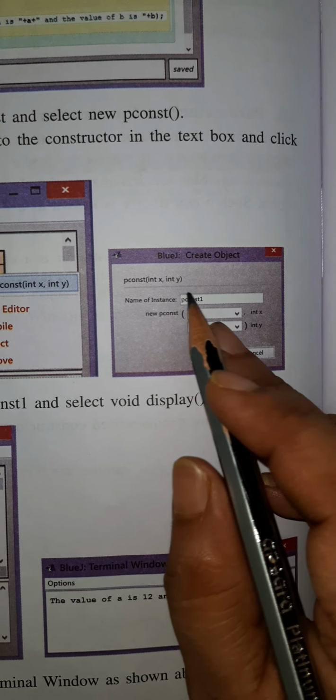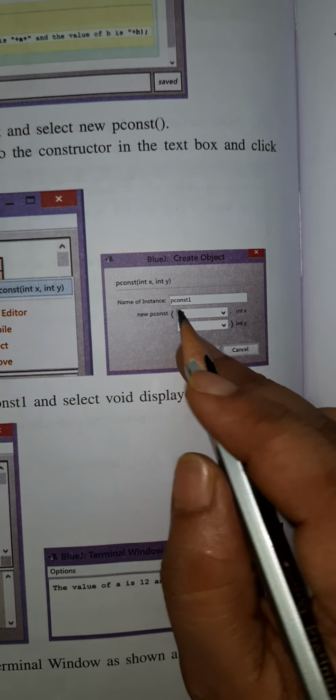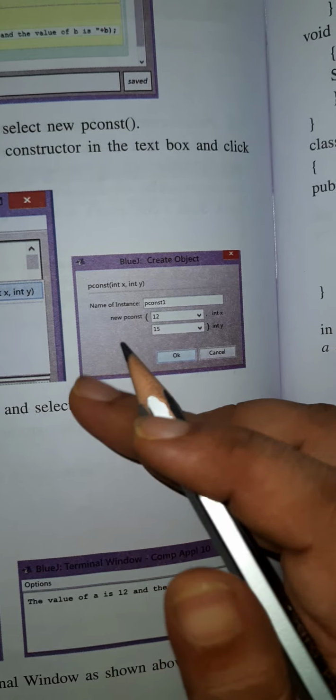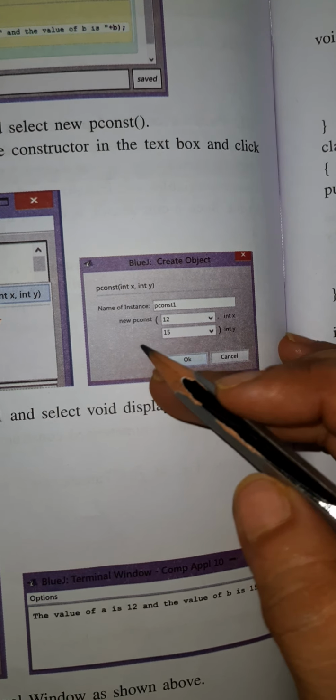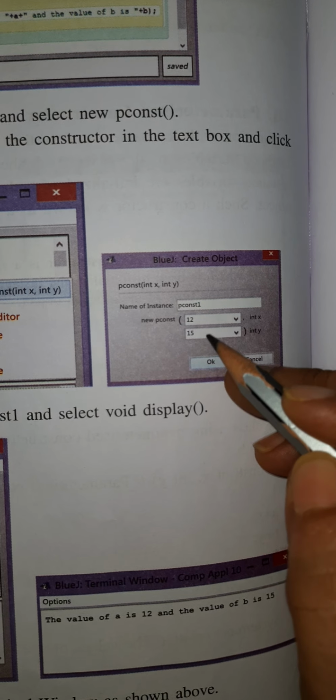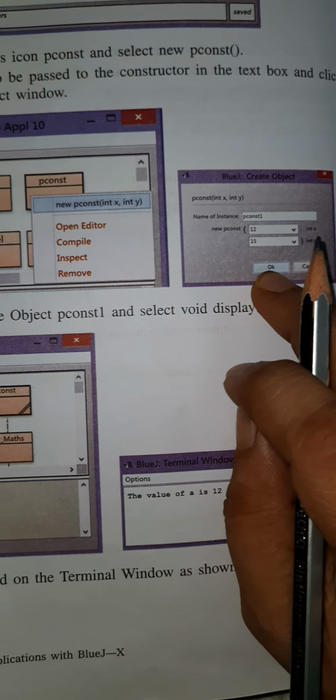So these are the constructors. While creating an object, it is asking for the values. In the other case, while creating the object, it will not ask, it will create the object, and then again take the values. Here, you see, while creating the object, at that time it is asking for the values. So you have given 12 and 15, and after giving 12 and 15 you click on OK.